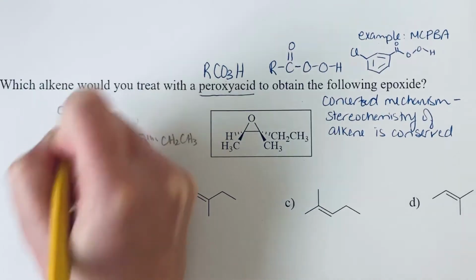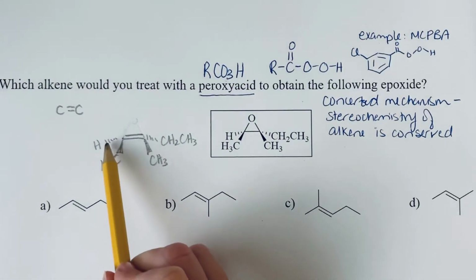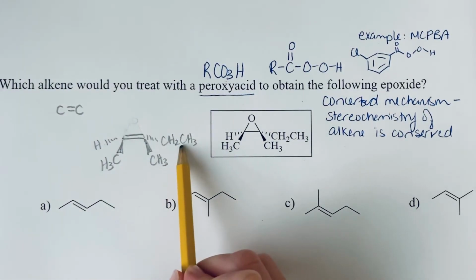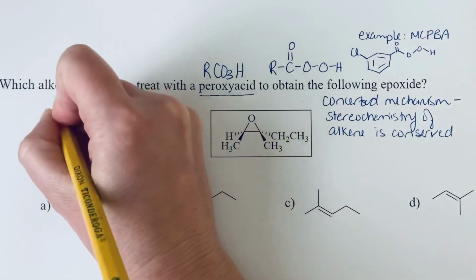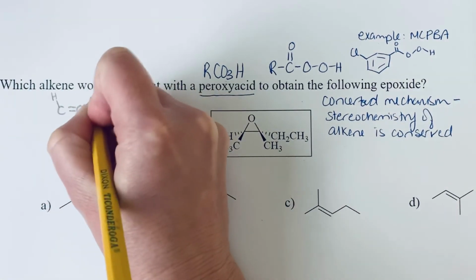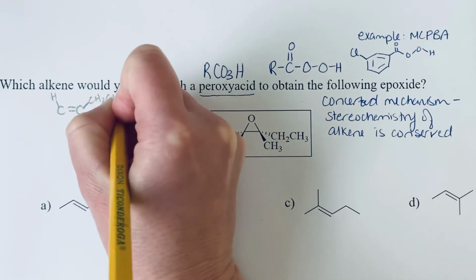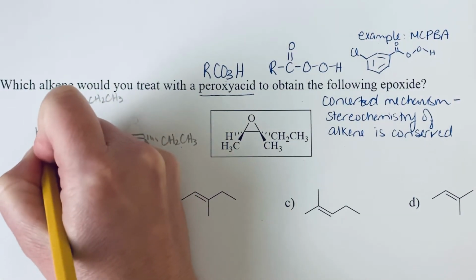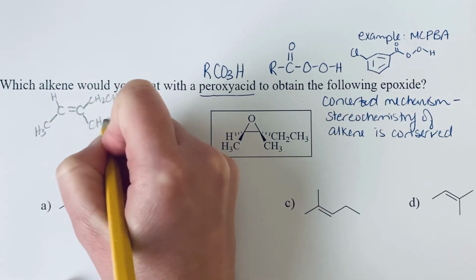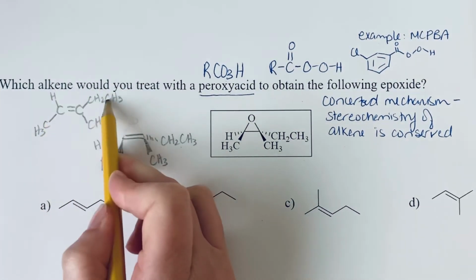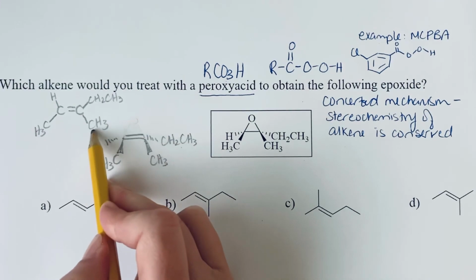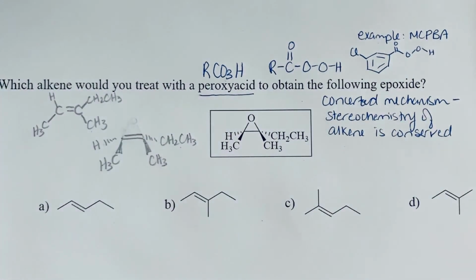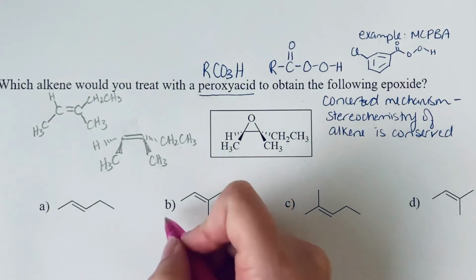So here's our alkene, and what this is telling us is that the hydrogen and the ethyl group are on the same side of the alkene. So hydrogen, ethyl group on one side, and these two methyl groups are also on the same side. And so whether you chose to put the hydrogen and the ethyl group on the top and the methyl on the bottom, or vice versa, it's the same alkene. And we should recognize that that structure is the same as structure B.